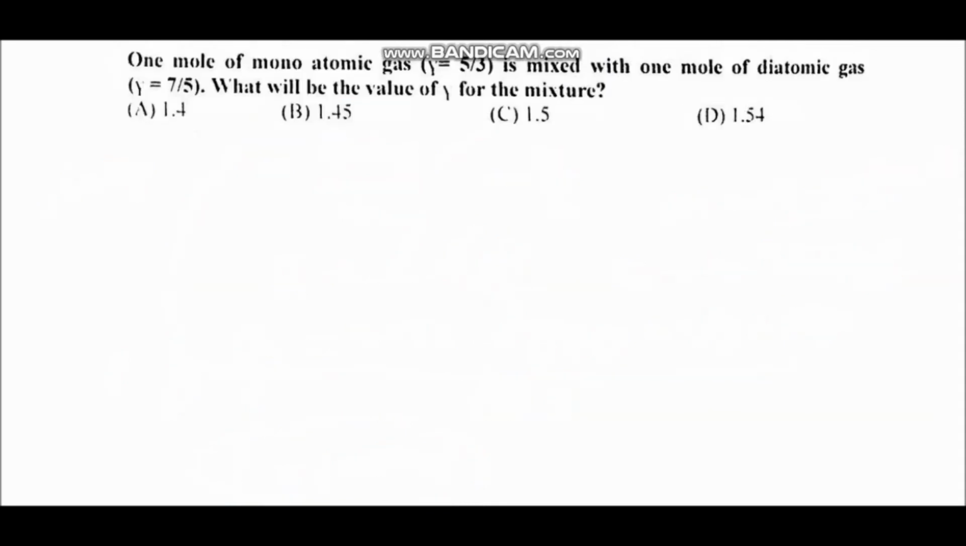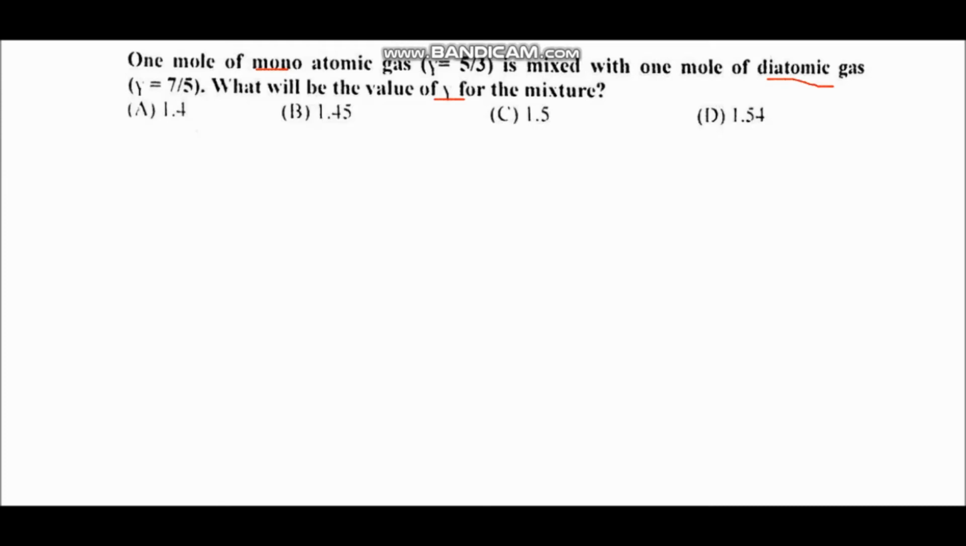Option C. Next question is: 1 mole of monatomic gas with gamma equal to 5/3 is mixed with 1 mole of diatomic gas with gamma equal to 7/5. What will be the value of gamma for the mixture? So we have to find the value of gamma for the mixture of monatomic and diatomic gases.